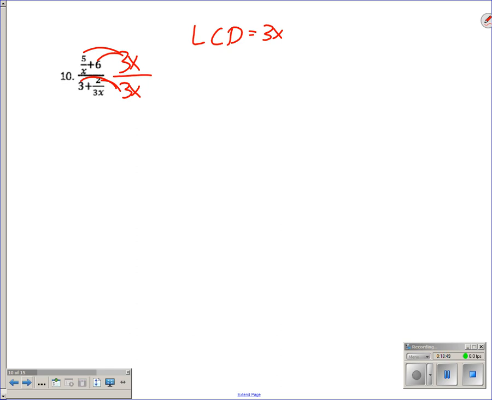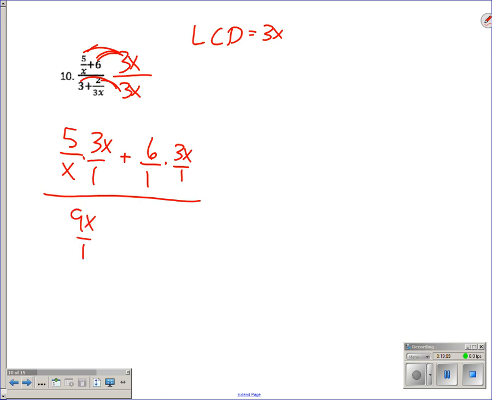So I'm going to write this one out just so you can see it. That's like 5 over x times 3x over 1. And that's plus 6 over 1 times 3x over 1. That's what happens when I'm distributing on the top. On the bottom, when I distribute, I get 3 times 3x, which is 9x over 1, plus, and then I multiply the top, that's going to be 2 over 3x times 3x over 1. Okay? So all I did was just distribute that, and I like to be able to see that step, because now you can see what crosses out.